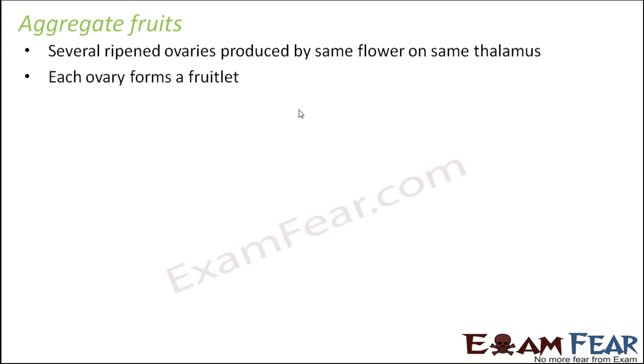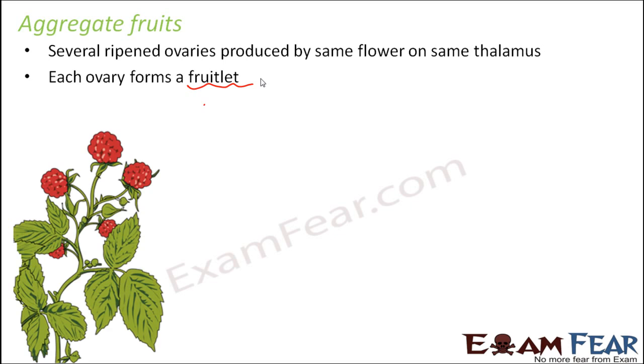So each ovary forms a fruitlet. That means one ovary will form a small fruit, and all these fruits will combine to form a single fruit. So each of these is known as a fruitlet. Now once I give the example, it will be very clear to you. Examples are strawberry, blackberry, raspberry. These are all examples of aggregate fruits.